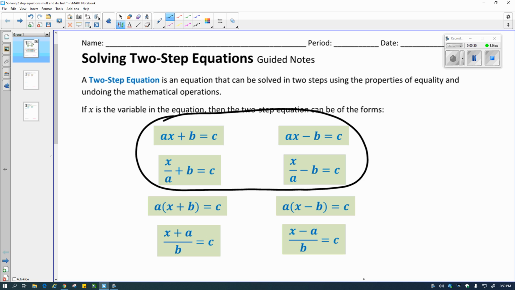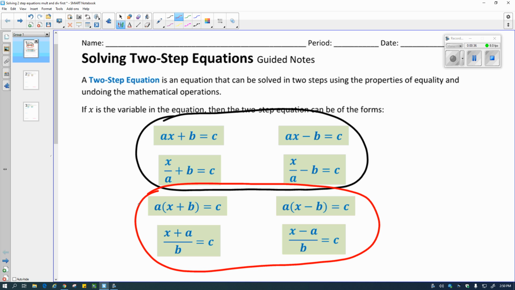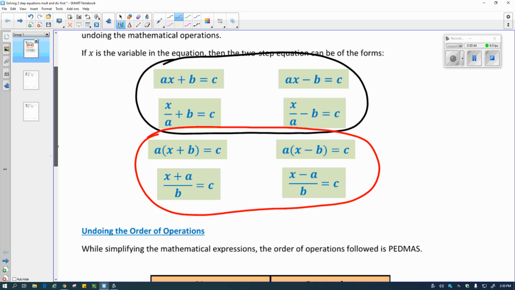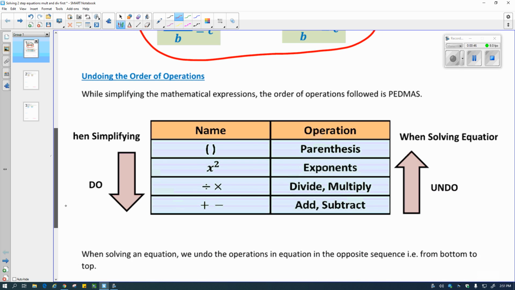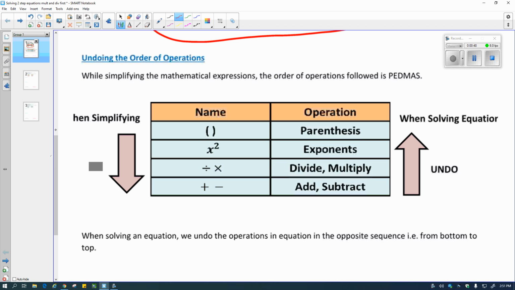But the bottom four are the new ones, or the ones that we don't see as often, and we need to make sure that when we're solving them, we solve them appropriately. So when you solve, you undo the order of operations. Normally, if you're simplifying, you do grouping symbols, parentheses, things like that, powers, multiplication, division, addition, subtraction.